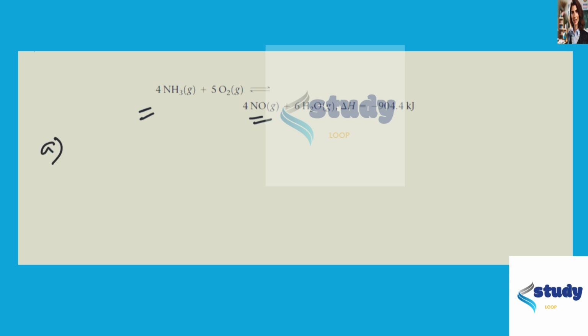The first one is, if we increase the concentration of the ammonia, whether the yield of nitric oxide at the equilibrium will increase, decrease, or will not change. If we increase the concentration of ammonia, that means we are increasing the concentration of a reactant. That means it will increase the rate of the forward reaction, and that means the yield of nitric oxide at the equilibrium will increase.